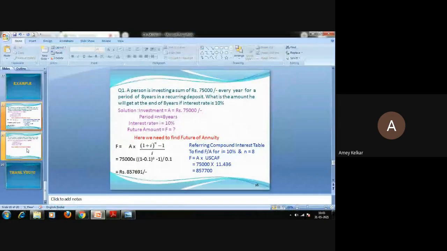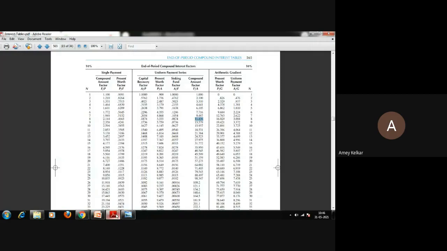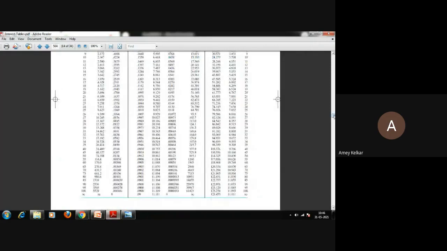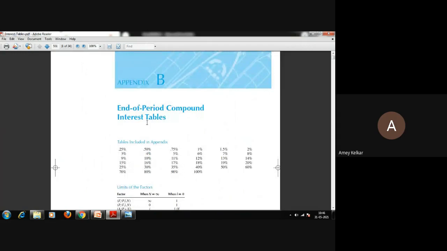Okay, which I'll show you all. So now here I've downloaded these financial tables, which I'll share with you all. And this one print, you can keep it with you and get it attached so you can use it for the exams. So this is the end of period compound interest tables.